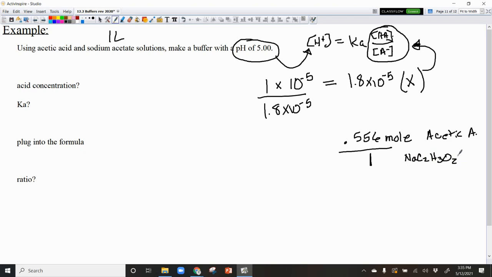Okay. Now, if the problem tells us we need more, like we want to make this a 2 molar solution instead of a 1 molar solution here, then all we have to do is just double this top number. Okay. So simple.